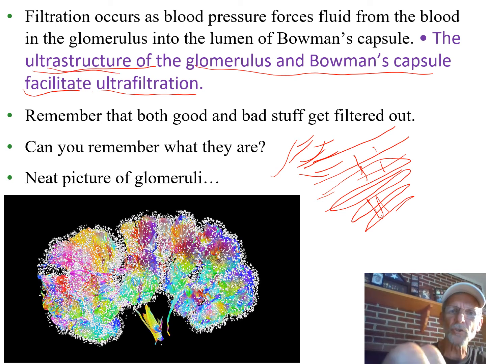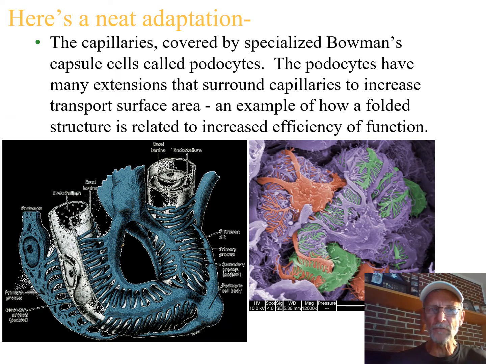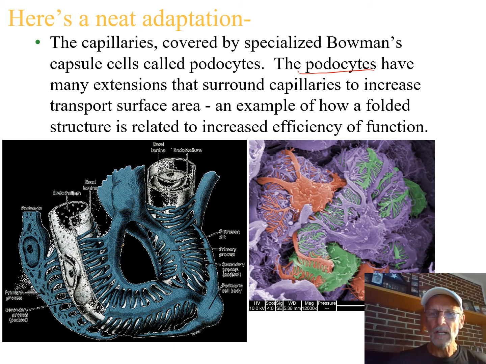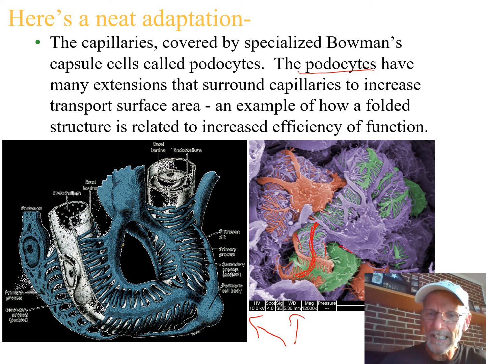Their ultrastructure facilitates ultrafiltration, lots of filtration. This is kind of neat. I threw this in. These cells won't be asked, but here's a neat diagram right here, and then an actual color-enhanced scanning electron micrograph. This is kind of hard to make out, but this would be a capillary here, part of the glomerulus, right? This thing, and then this would be that kind of cell called a podocyte.